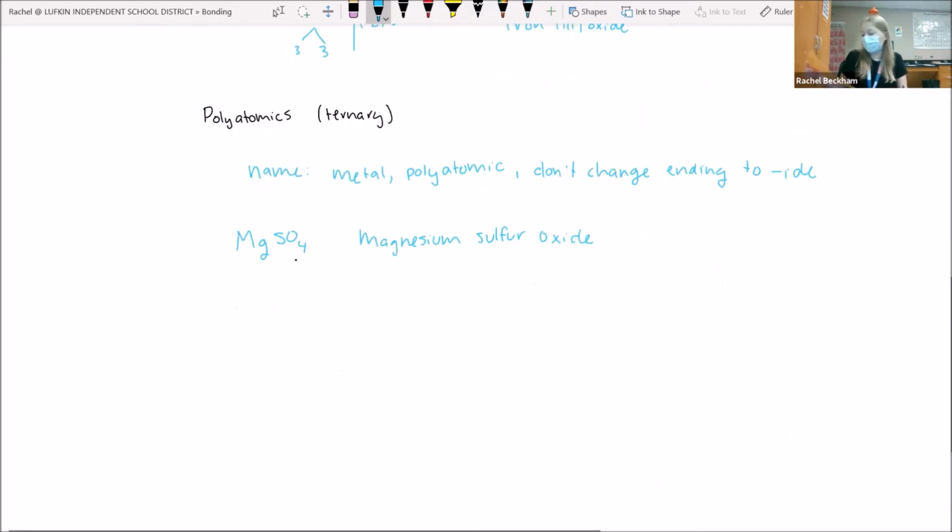So we're going to look on our back sheet and find the polyatomic ion for this. SO4 is sulfate, right? So when we name the polyatomic ion, we name the metal and then the ion. So it's going to be magnesium sulfate, and that's it. You don't do any prefixes to indicate the charge. You don't do anything extra.